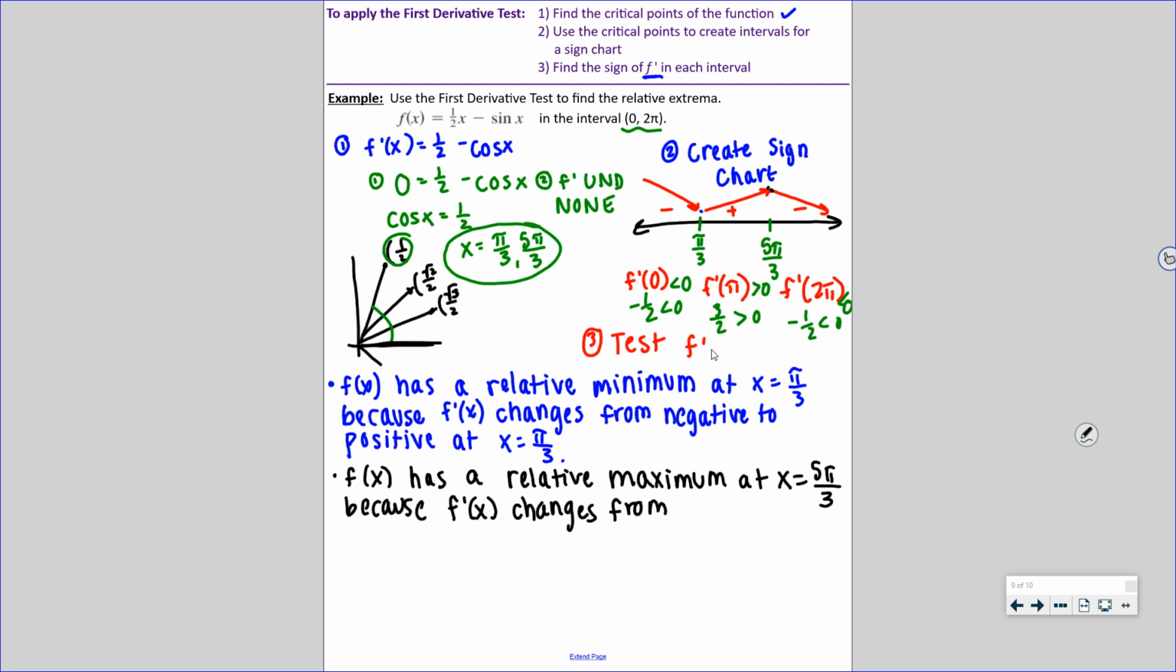from positive to negative. So again, you wouldn't really want to justify this saying, oh, our function changes from increasing to decreasing, because that's like algebra 2. If we're taking the AP Calc exam, you want to connect it to the derivative. You want to connect it to the calculus part. Changes from positive to negative at 5 pi over 3.